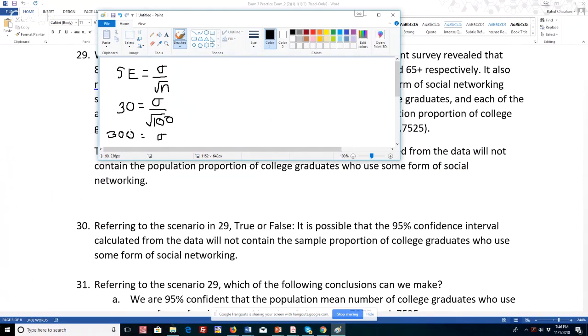30 times 10. Okay, now that we have the standard deviation, in order to cut the standard error to 15, we would, so now we want 15 is equal to, our standard deviation is 300 divided by the square root of n, and then we just solve for n.